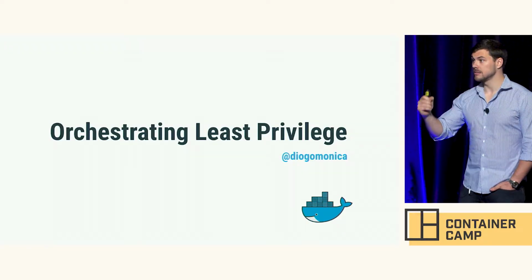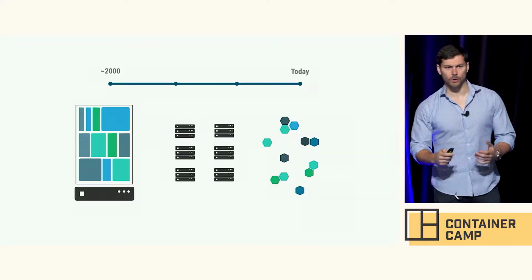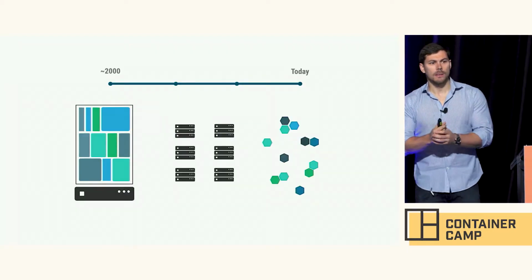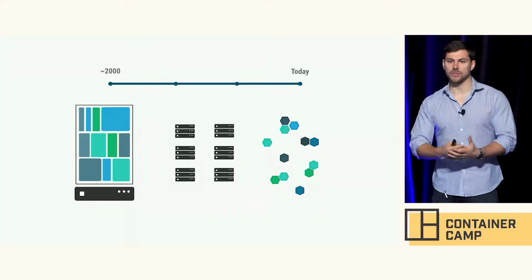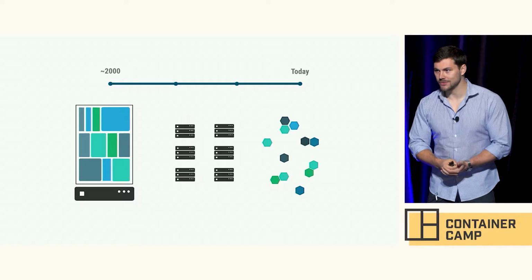So it's been great. This technology has been changing a lot, and I'm really excited today to talk about orchestrating least privilege. And I know this is a mouthful. So why are we here today? The main reason why we're here today is because the way that we deploy and create applications has been fundamentally changing over the past 15 years.